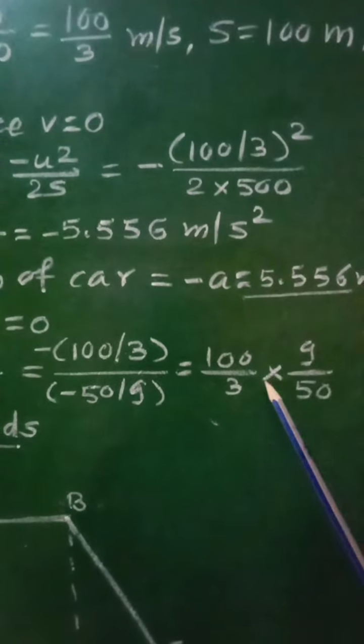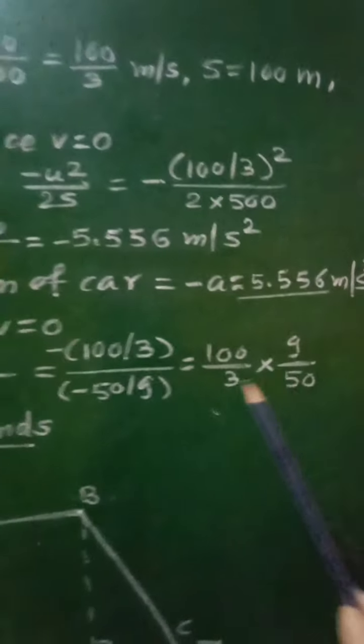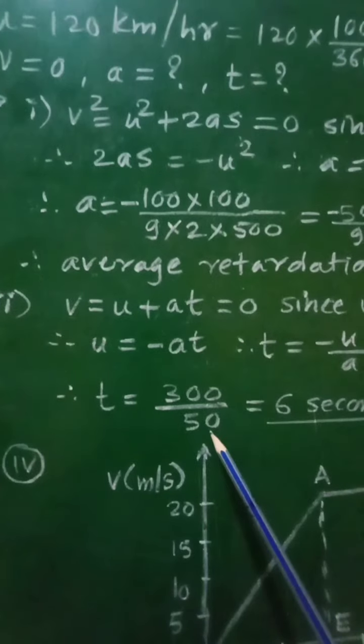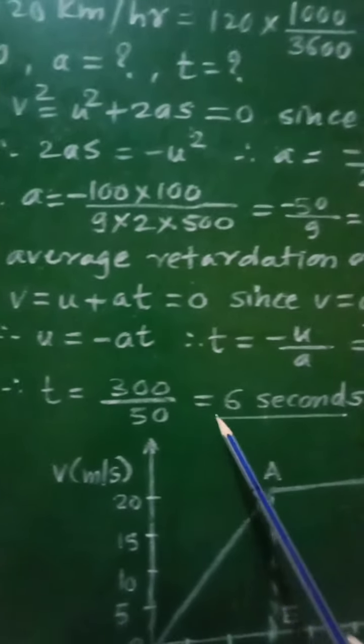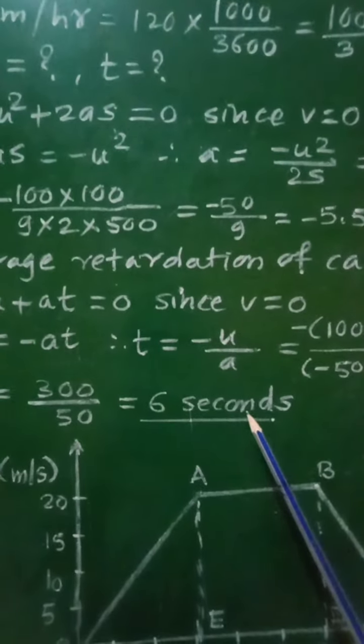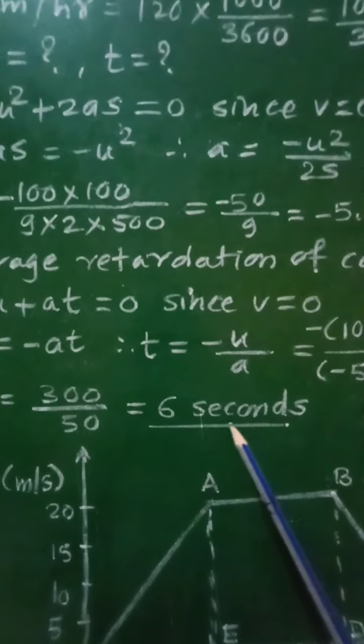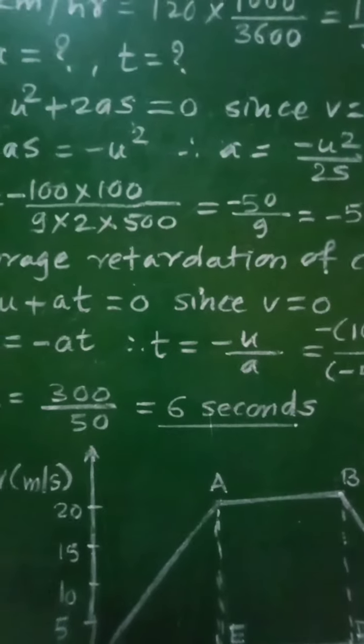100 by 3 into 9 by 50. Simplifying this, we will get t is equal to 300 by 50, which comes out to be 6 seconds. So this will be the required time taken by that car to come to rest.